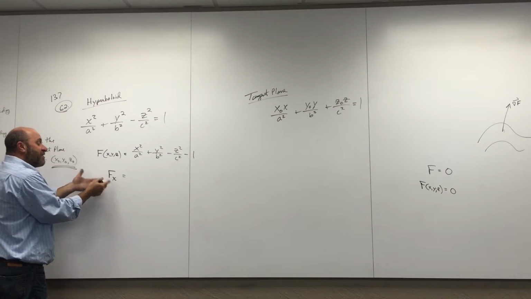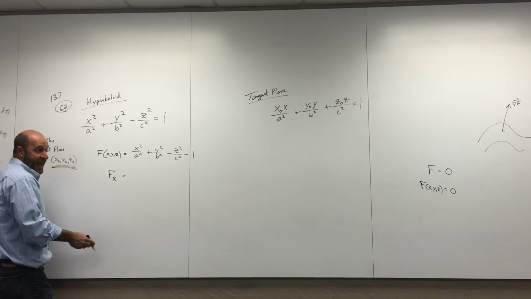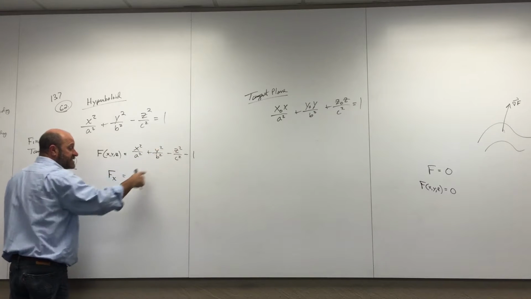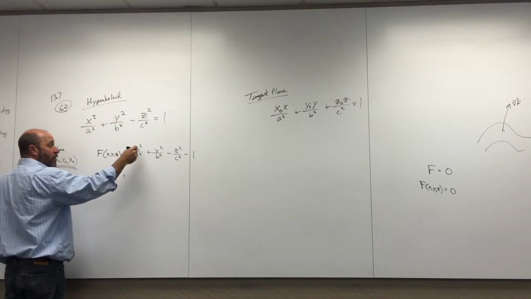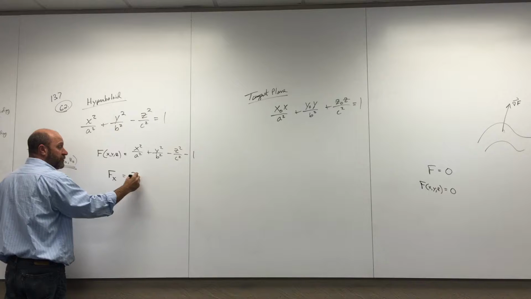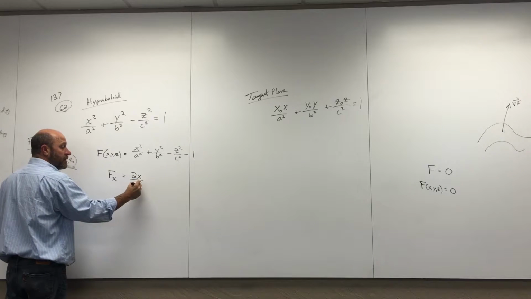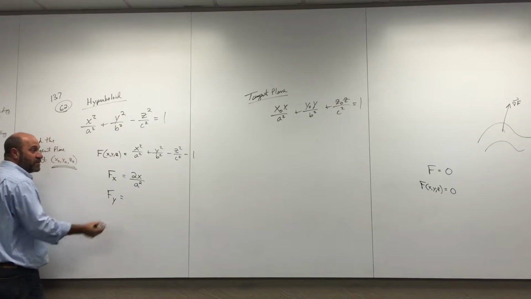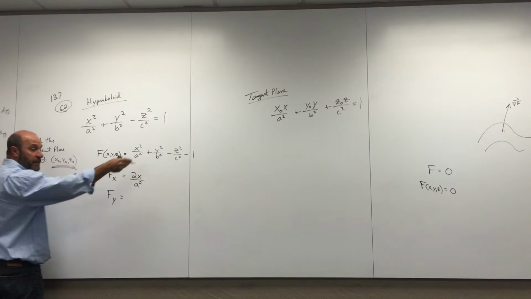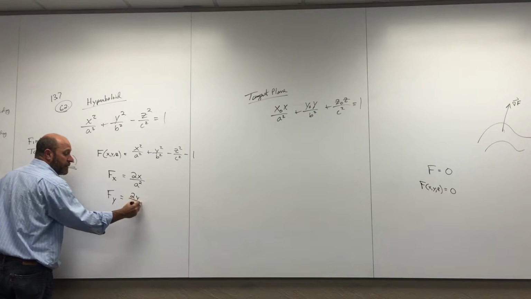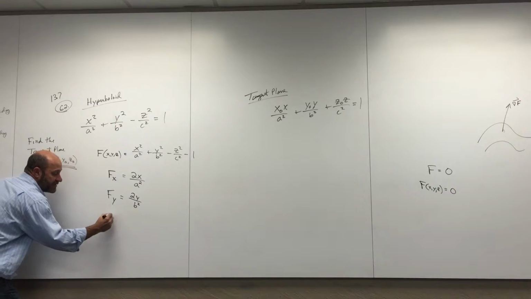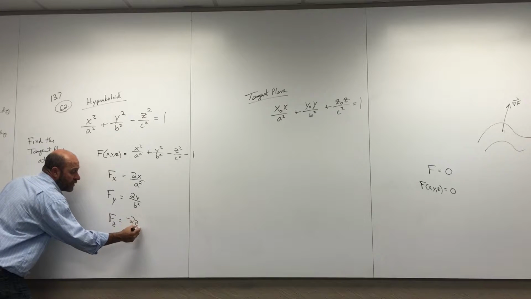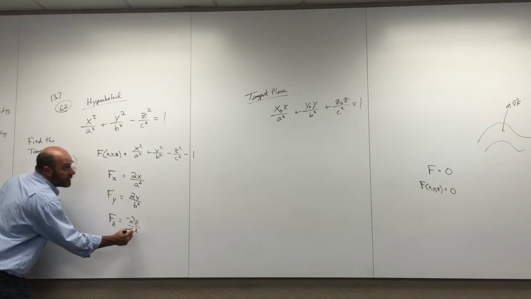Now, big Fx is the partial derivative with respect to x. The a squareds, b squareds, and c squareds are all constants. We're going to treat the y's and z's like constants. What is this derivative? 2x over a squared. Cool. What's big Fy? Again, there's a lot of patterns when you start doing these problems sometimes. 2y over b squared. What's big Fz? Negative 2z over c squared.